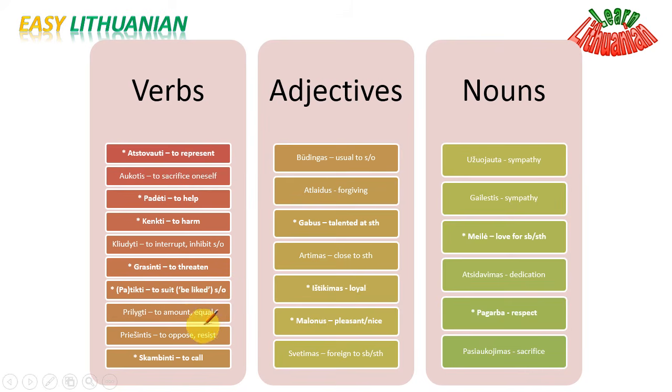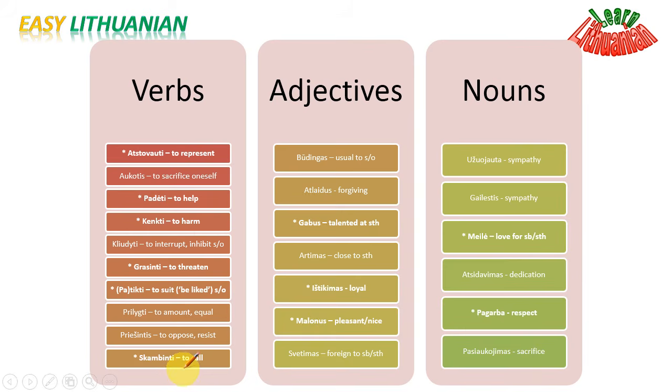Prilygti, to amount or to equal. Tu man neprilygsti, you do not amount to me. Or jis man neprilygsta, he does not amount to me, or he's not equal with me. No, he's below me. Priešintis, to oppose or to resist. Nesipriešink, do not oppose, do not resist. Nesipriešink gydytojui, do not resist the doctor.